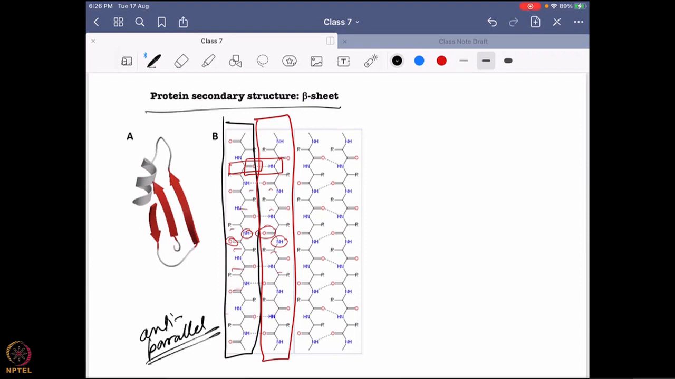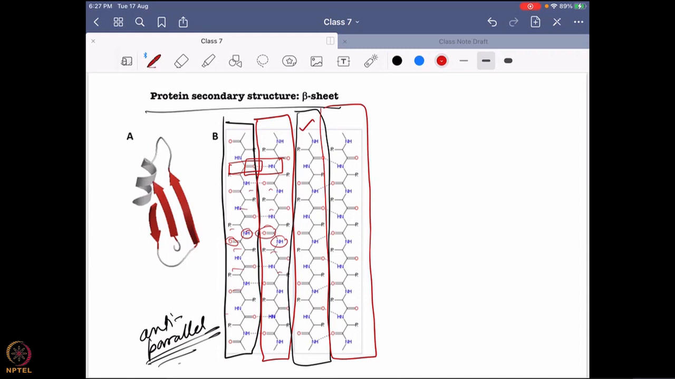If some of you are having issues looking into that, look into the next one. This is also two different chains. One is over here, another is over here. But over here you see both chains look exactly the same. They are similarly oriented. This is known as a parallel chain. But what is the problem with a parallel chain?